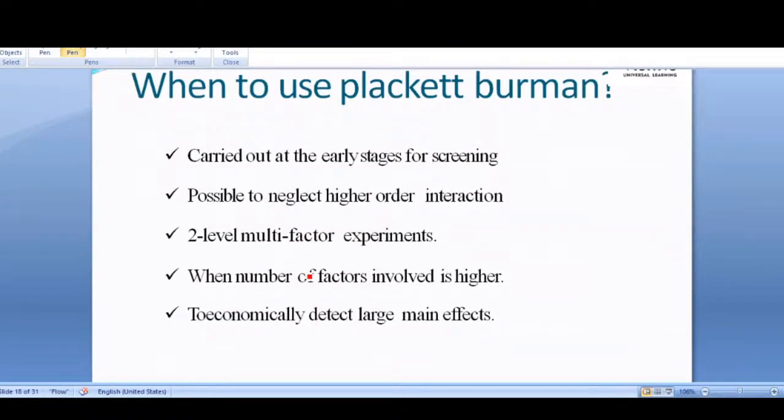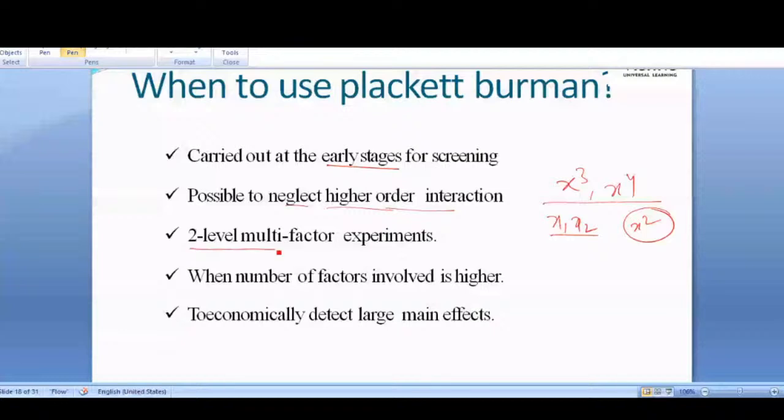Whenever in the early stage of experiments you don't know what kind of parameters are more influential, then it is possible to neglect the higher order interactions. Whenever you want to neglect the higher orders, let us say x cube or x power 4, then this Plackett-Burman design is used. Up to x1 x2, or up to x squared, you can use the Plackett-Burman. More than this, the higher orders you can neglect with the help of this Plackett-Burman.